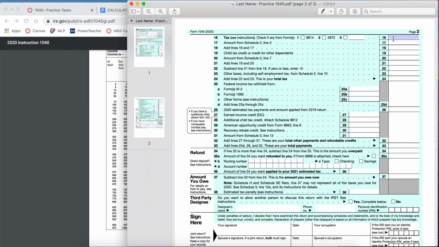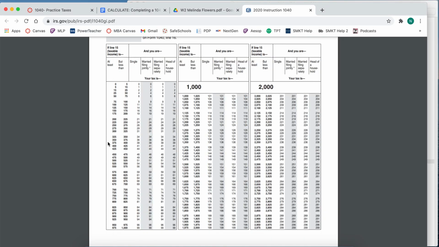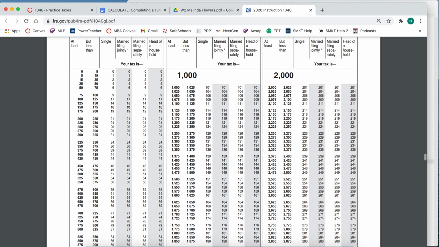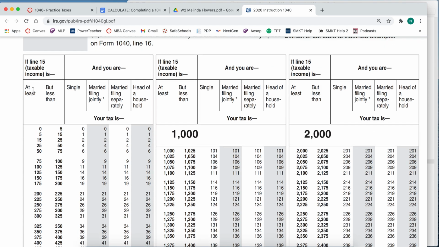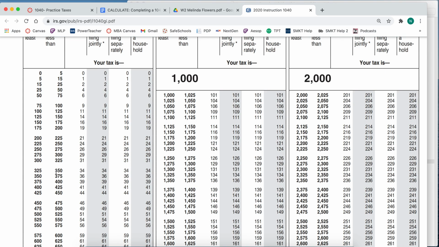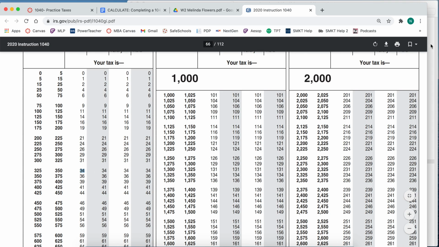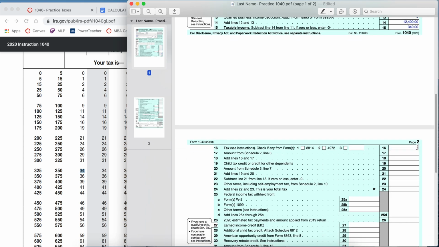And now we are going to figure out what number needs to go here based on that 340 that we found on line 15. So I'm going to scroll in so that you can see it a little bit more clearly. And so here we see that it says at least but less than, and we know that she is single. So we're going to find the range where 340 would fall in. And so it is more than $325, but it is less than $350. So the amount of taxes that she owes is $34. So I'm going to take that 34 and bring it over here for line 16.